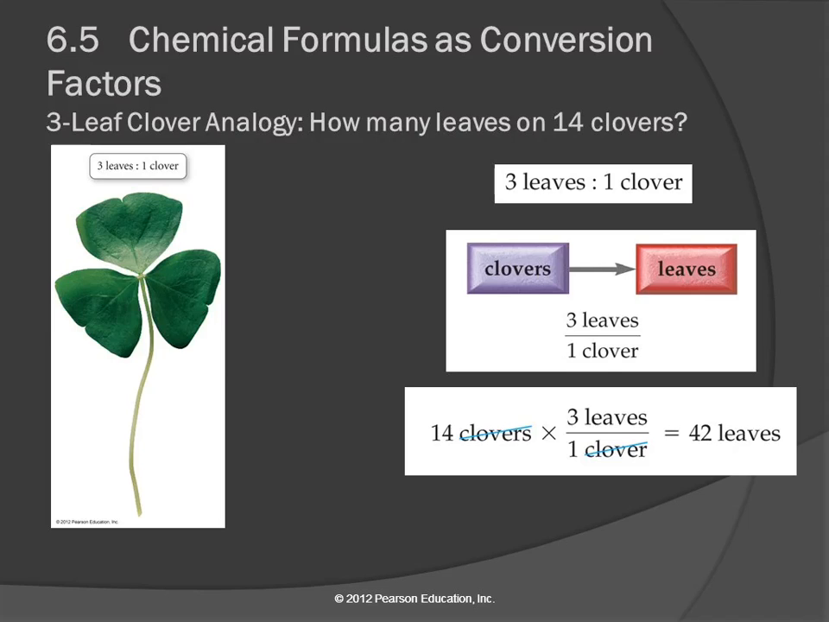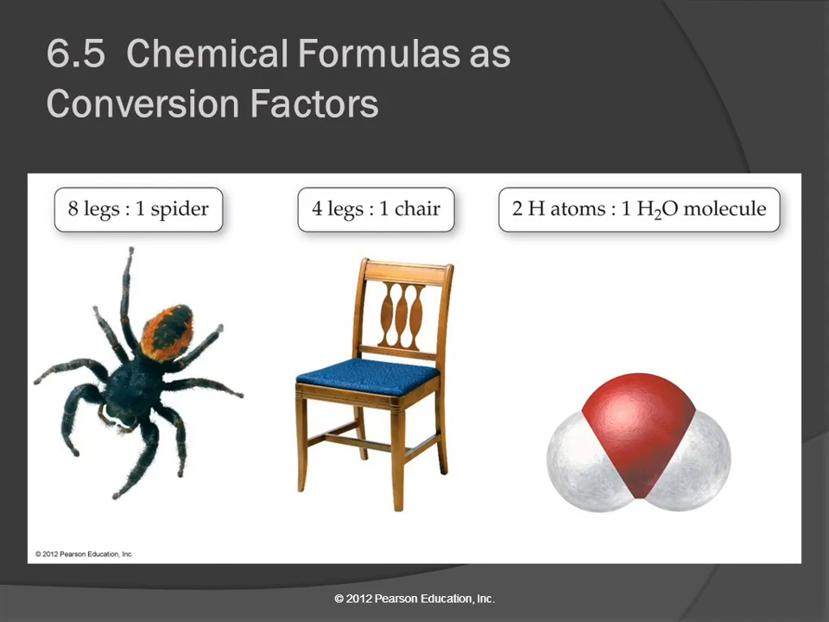We do a similar thing with compounds. If I ask you how many legs are on 2 spiders, what's the answer? 16, because 1 spider has 8 legs, so 2 spiders must have 16 legs.